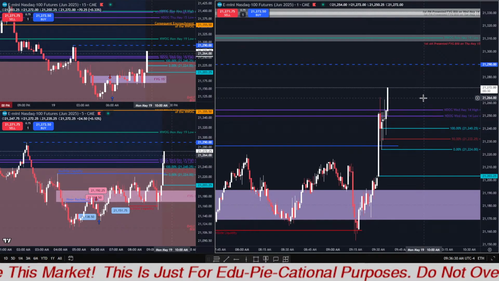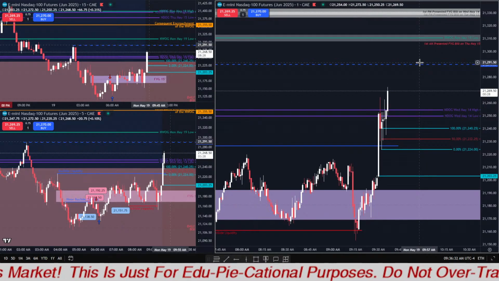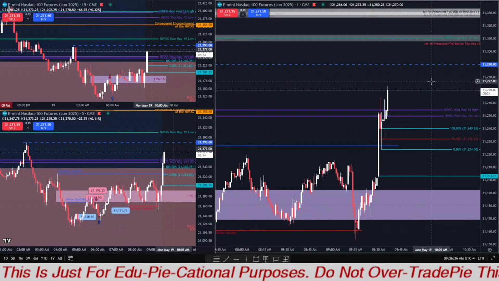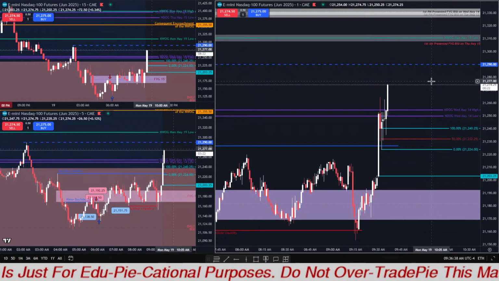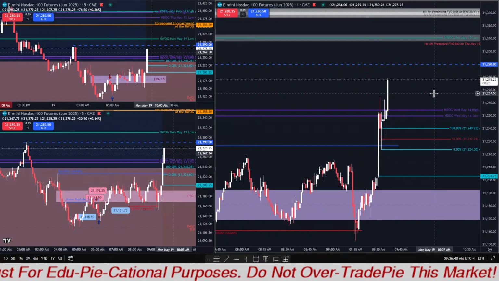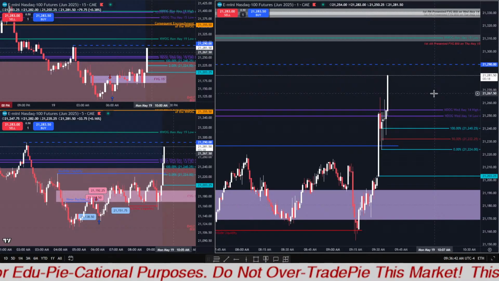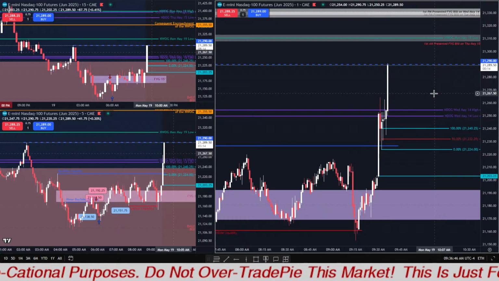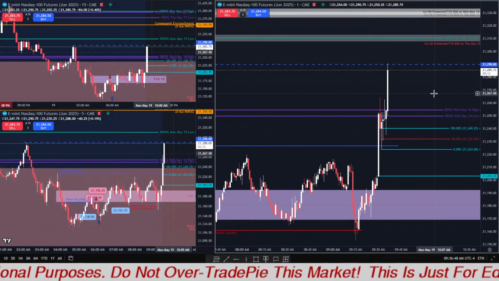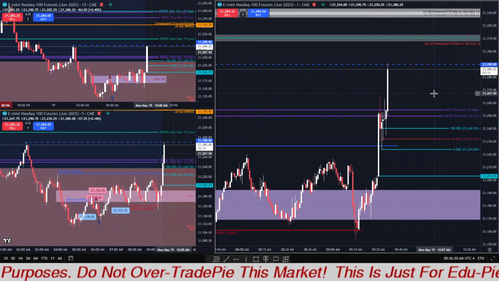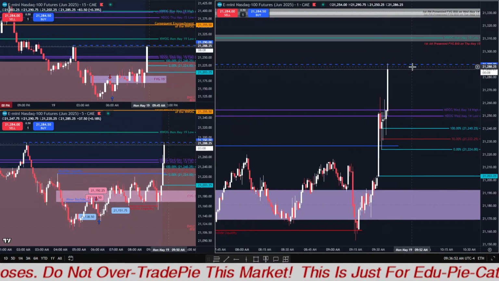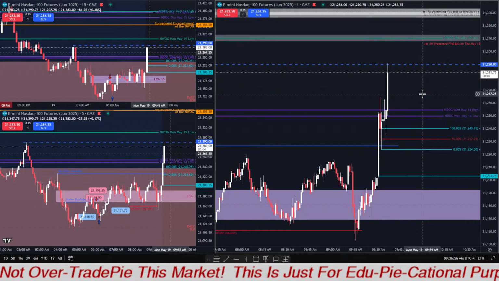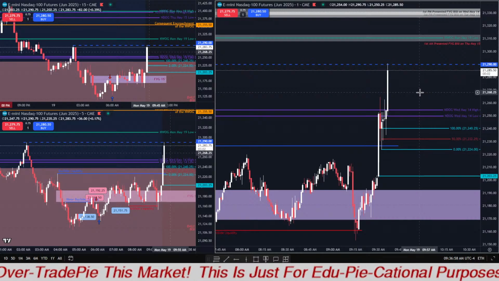Starting going higher for reaching the buy side liquidity from the 15-minute chart at 21,290. We are a little bit below that, getting higher, and yes, we tapped into the buy side liquidity at 21,290.